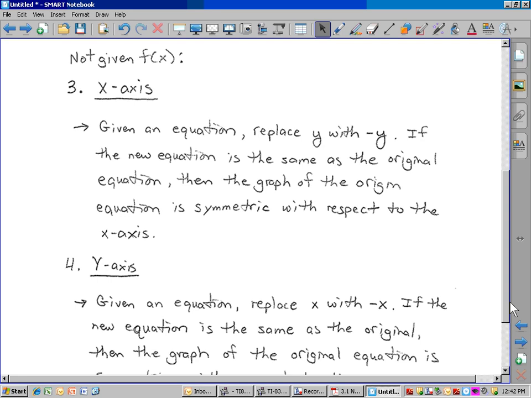Again, there's a lot of writing here for a very simple test. You'll see when we get to the example. All we're going to do is replace y with negative y. If it's the same as the original, then it is symmetric with respect to the x-axis.